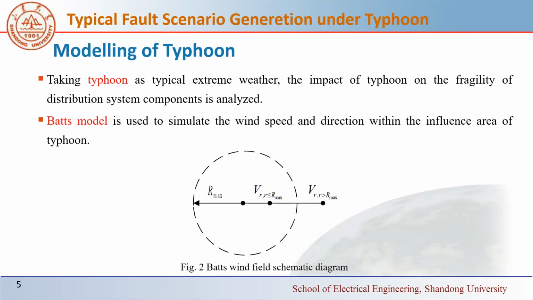The second part is typical fault scenario generation for Typhoon. The wind speed is modeled taking Typhoon as typical extreme weather. The impact of Typhoon on the fragility of distribution system components is analyzed. The Bat model is used to simulate the wind speed and direction within the influence area of Typhoon. The wind speed is related to the distance from the line to the Typhoon center, and the wind direction at the point is the tangent direction of the counterclockwise circle.